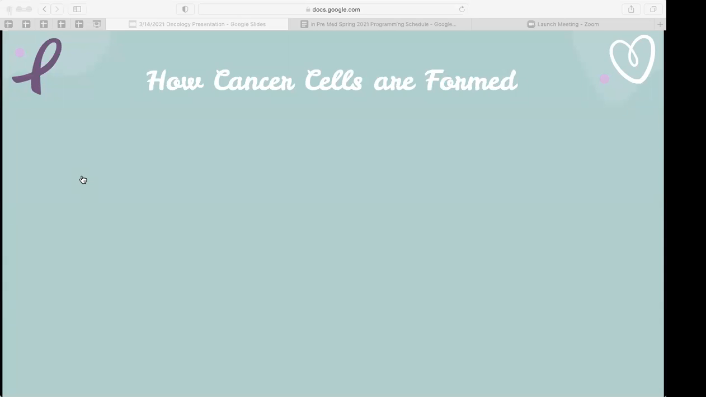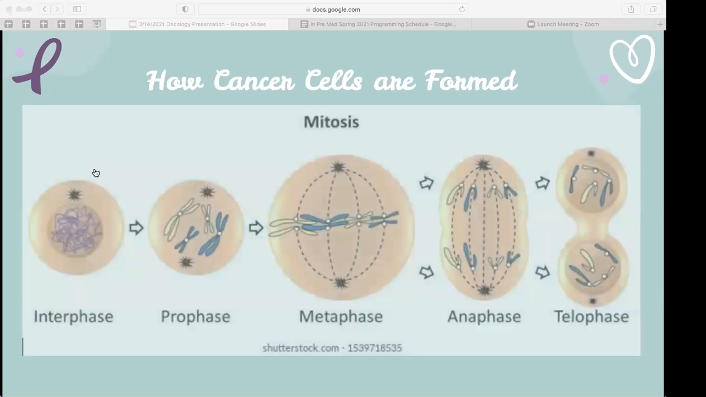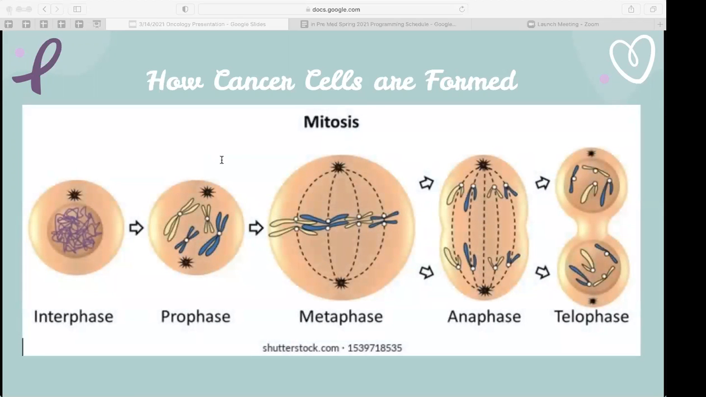So how are cancer cells formed? The one-word answer is mutations, but it is actually far more complicated, so we're going to get a gist of it. So first of all, we need to understand that our cells are constantly dividing through a process called mitosis. This image gives a good overview.